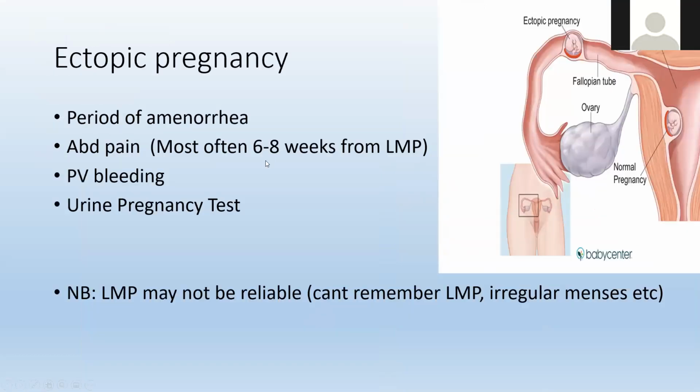For ectopic pregnancy, normally there is a triad of amenorrhea, abdominal pain, and PV bleeding. On and off, the ladies will come with a positive urine pregnancy test. The last menstrual period may not be reliable. Sometimes they cannot remember, sometimes they did not jot it down, sometimes the period is irregular. So most of the time it is not reliable.